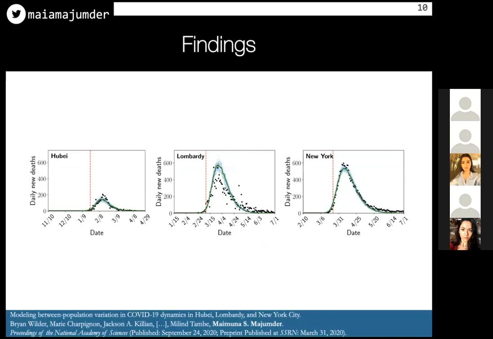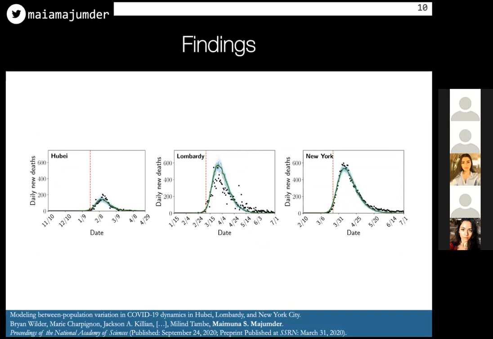Our ABM fits against the ground truth daily death data for each population, shown in small black dots in the 3 panels in this figure, were quite good across locations. The green line shows the median trajectory from our ABMs, and the light blue individual samples from the thousands of simulated epidemics that we ran for each location.